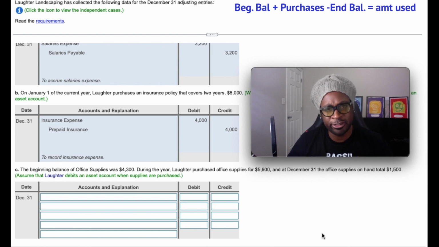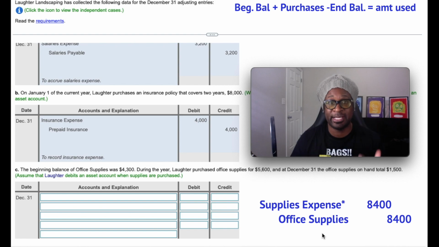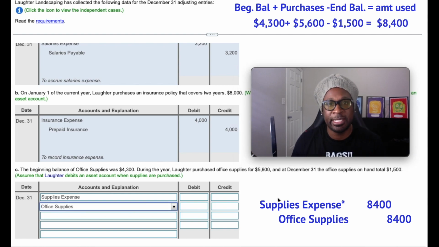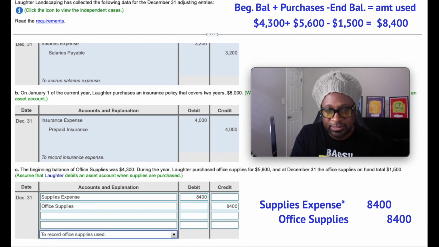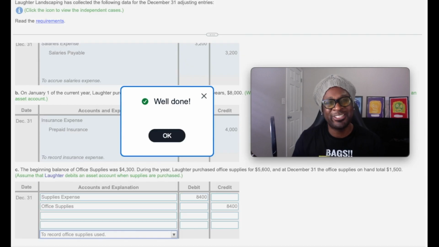But we know the journal entry, gang. We're going to debit supplies expense and credit supplies. And so if we take the beginning balance of 4,300 plus the purchases of 5,600 and subtract the amount on hand of 1,500, that will give us an amount used up of 8,400. So we're going to go ahead and plug that amount in. Check the answer. Well done, gang.